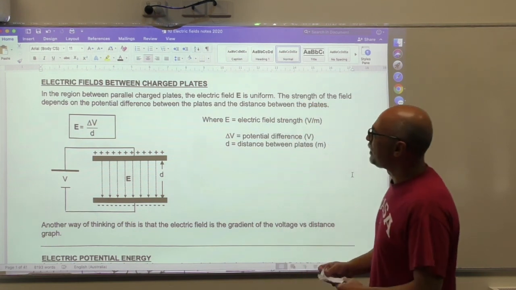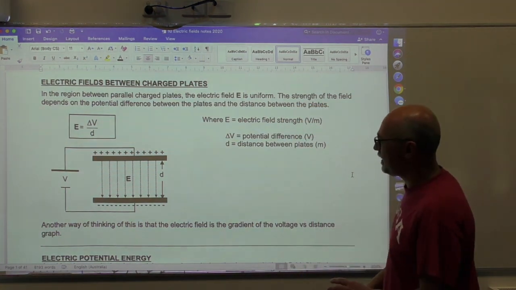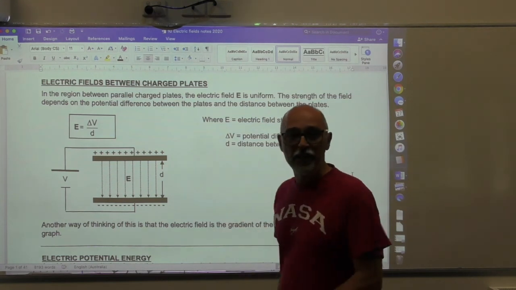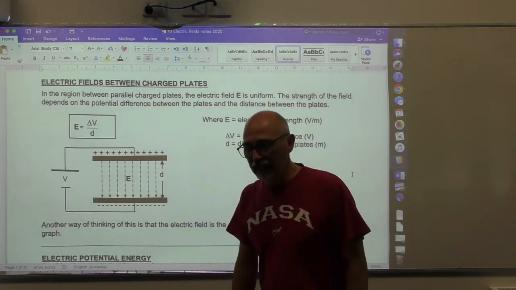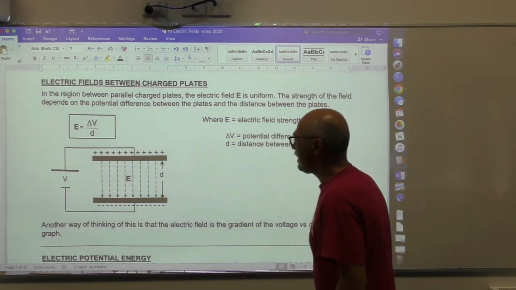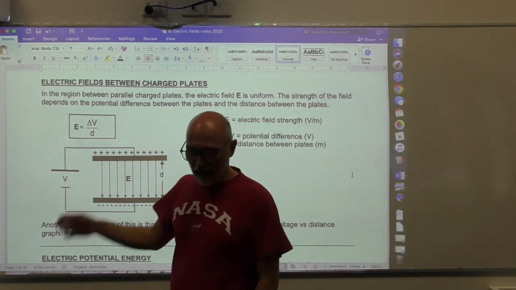Okay, electric fields between charged plates. We've already discussed this in relation to the help sheet. It was all there. I put in a whole bunch of extra information there to make it easier for you as well. So I'm not going to go over that again.